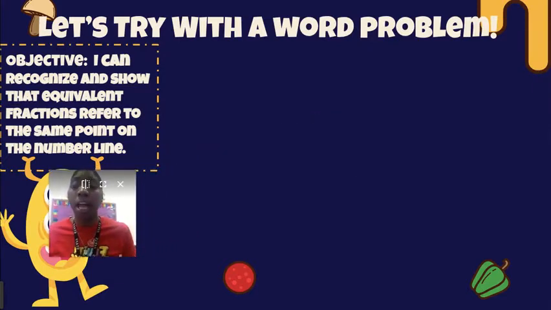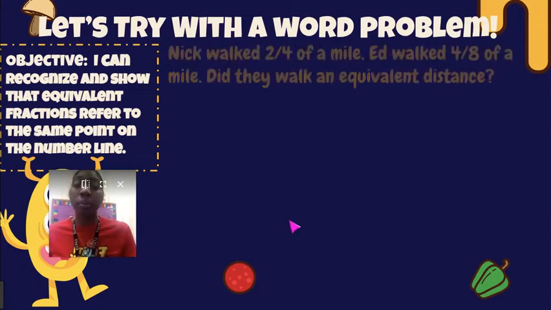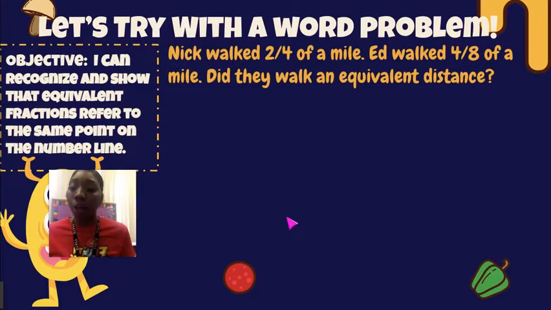And remember, our objective is to recognize and show that equivalent fractions refer to the same point on a number line. So let's look at our word problem together. It says Nick walked 2/4 of a mile and Ed walked 4/8 of a mile. Did they walk an equivalent distance? And equivalent means equal. You got it. So did they walk an equal distance?